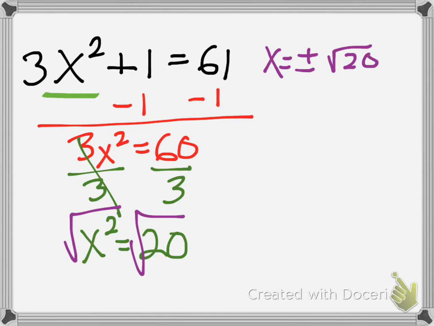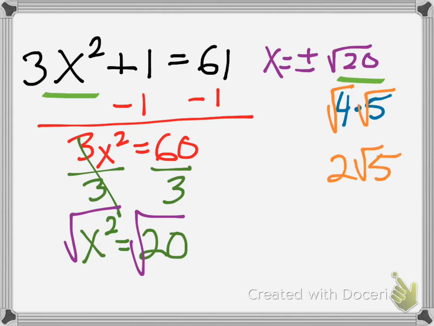But, as always, we need to simplify the square root of 20. We need to think to ourselves and remember that 20 is 4 times 5, 2 times 10, 1 times 20. We like 4 times 5 the best because we know the square root of 4. The square root of 4 is 2. I don't know what the square root of 5 is, so I write it down. Square root of 5. x equals plus minus 2 root 5. All done.